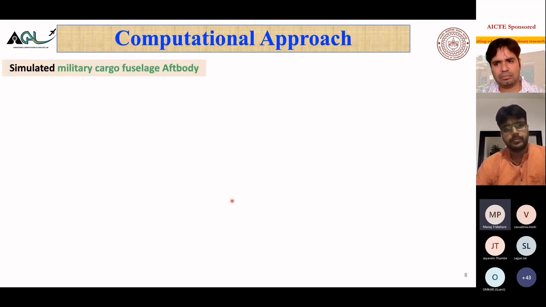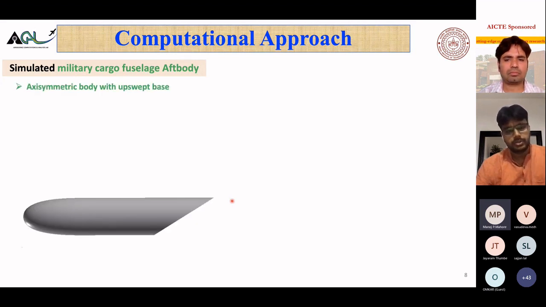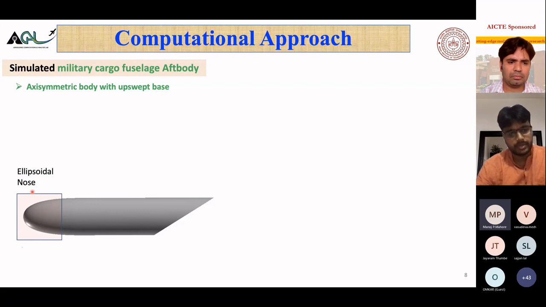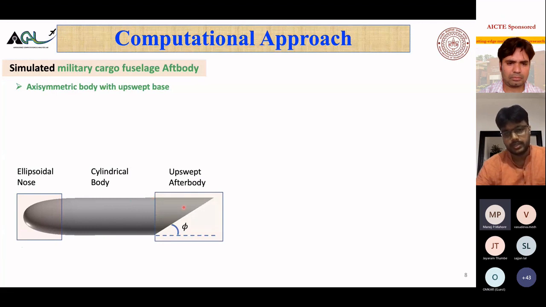So let's move ahead. What is the computational approach? This is the typical simulated military cargo aircraft after body. As discussed, you will have an ellipsoidal nose, which is the forebody. Then there's a cylindrical body where the wings and the engines will be mounted. And then there will be an after body, which will have the upsweep. Our interest is the upsweep here.